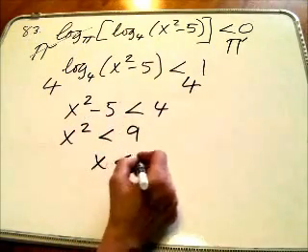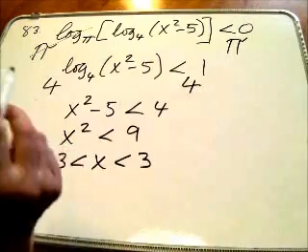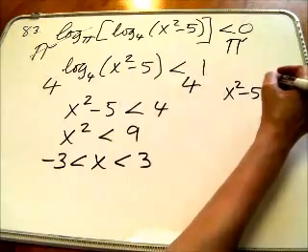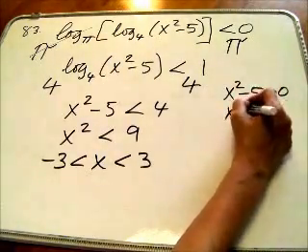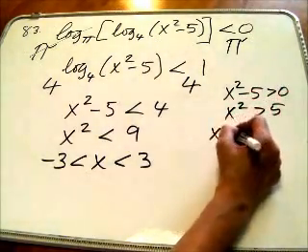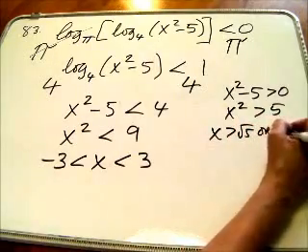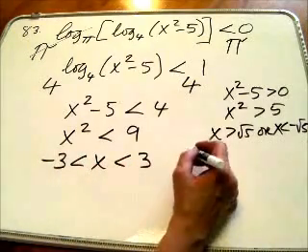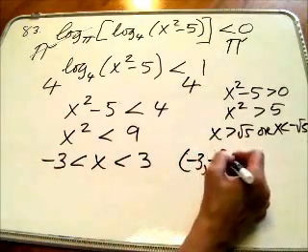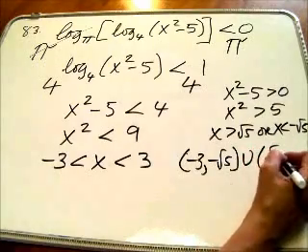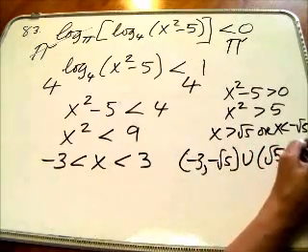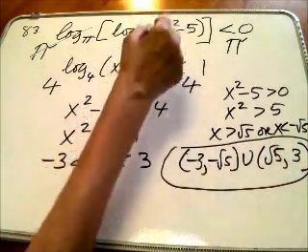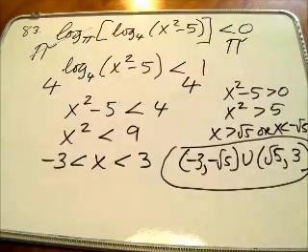And then that means x is between 3 and negative 3. But wait! We have to keep this positive. This is the tricky part. We have to keep what's inside this original log positive. And so x squared has to be greater than 5, which means x is greater than root 5 or less than negative root 5. And so we can't use this whole thing. We end up going from negative 3 to negative root 5, and then from root 5 to 3. So we have this really bizarre answer, but nevertheless, when you put all the requirements together, that's what you get.